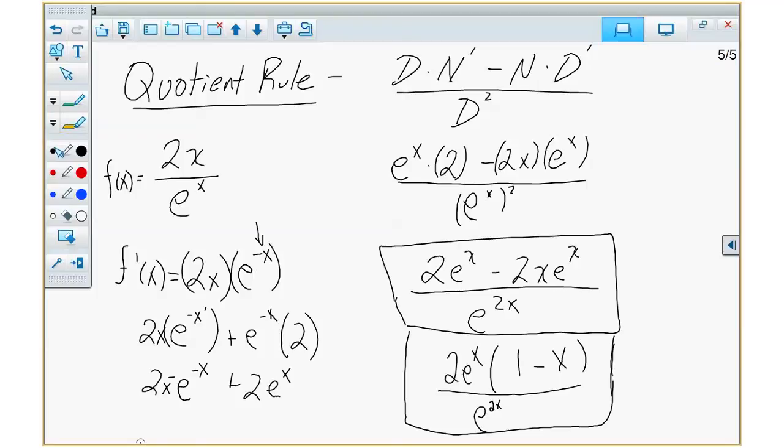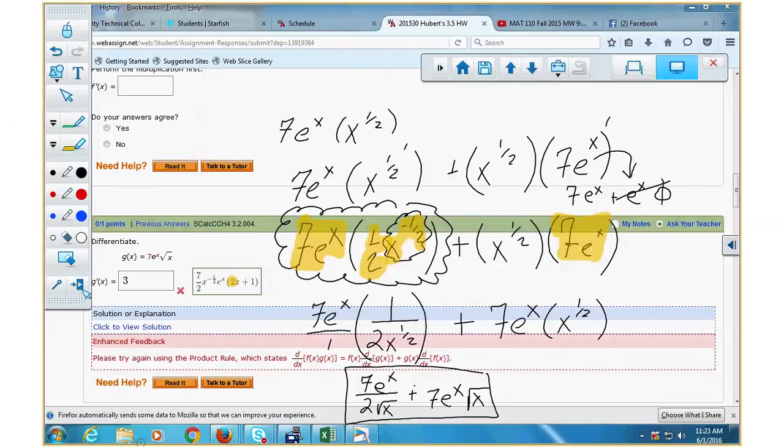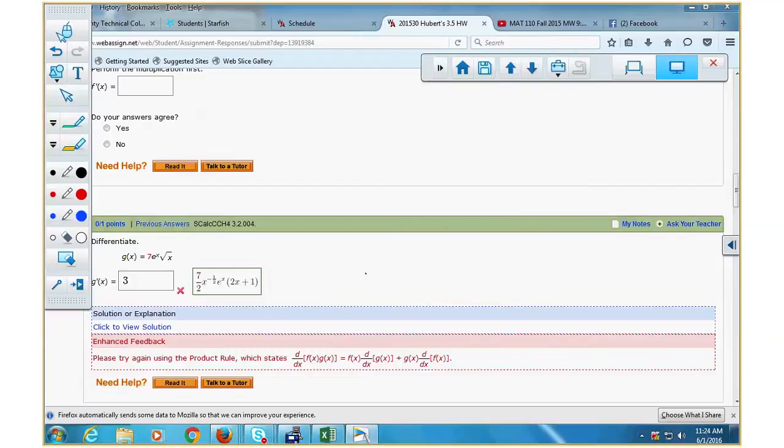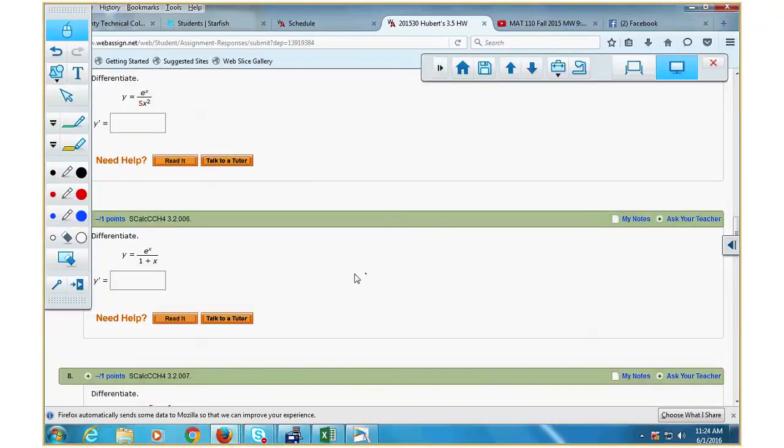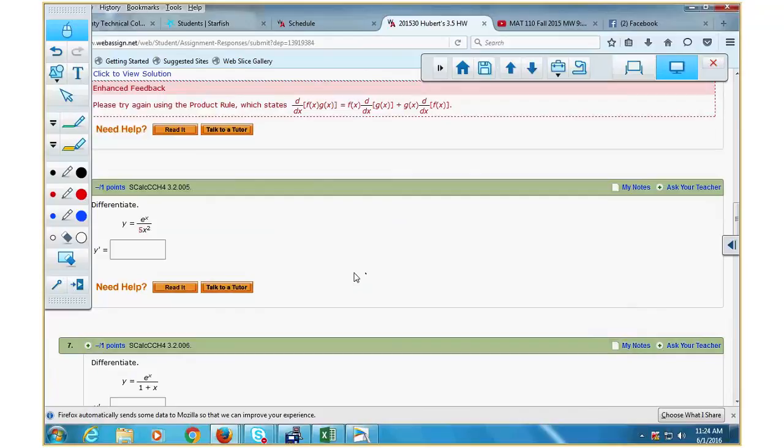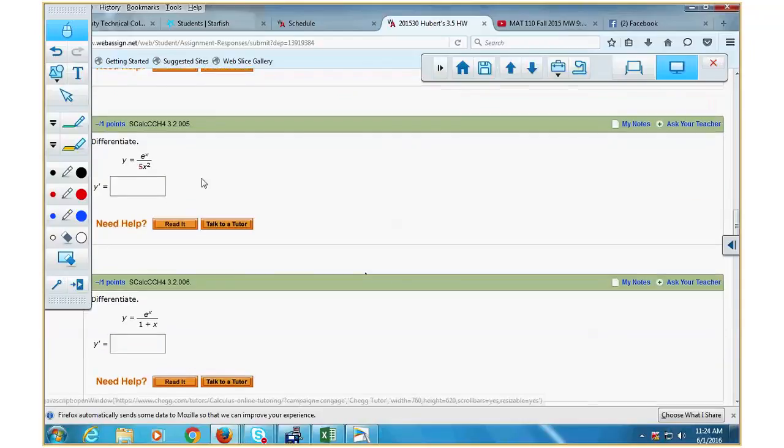So let's do one like that. All right, try that one. And usually that's why they don't put e to the x on the bottom. But anyway, try that one. You can do that one both ways.